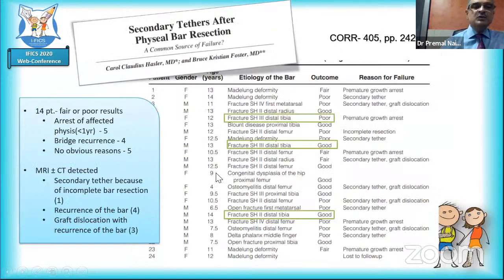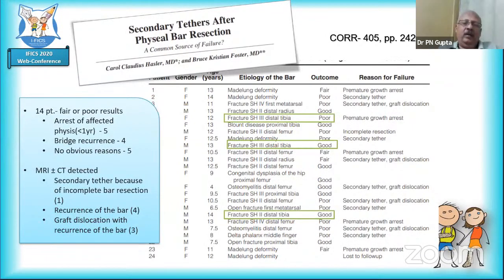This is a second paper which has shown that there was a significant problem in 14 patients who had a distal tibial bar excision, in which 5 patients had recurrence of the bar. In less than 1 year, there was a bridge recurrence, and on MRI and CT, which was done post-operatively, there was actually graft dislocation and recurrence of the bar in 3 cases. So MRI has been used post-operatively as well to image whether you are successful in treating physeal bars or not. So preoperative MRI as well as postoperative MRI, and maybe resurgery, is also warranted.